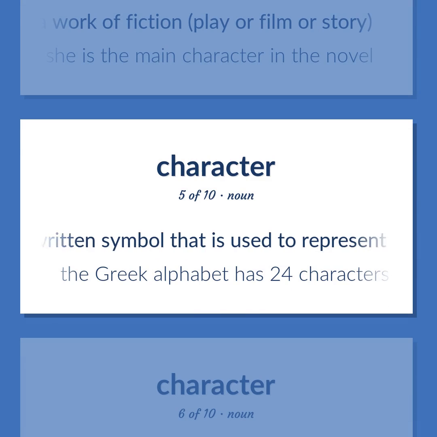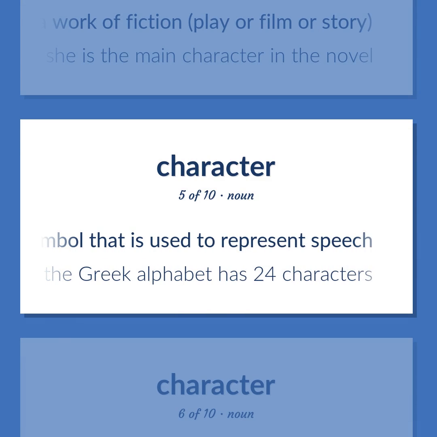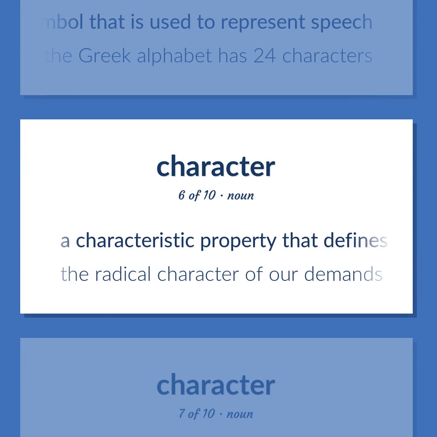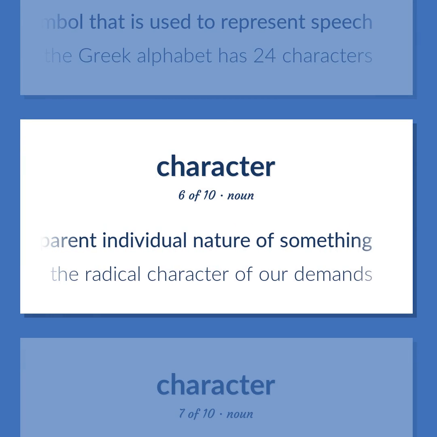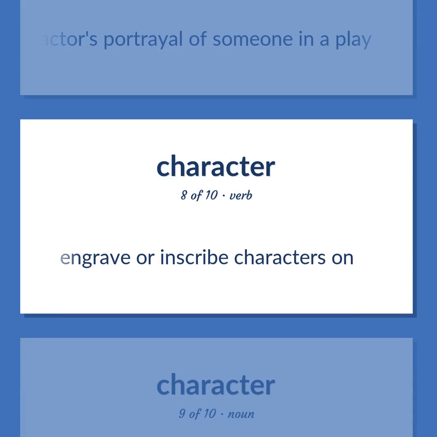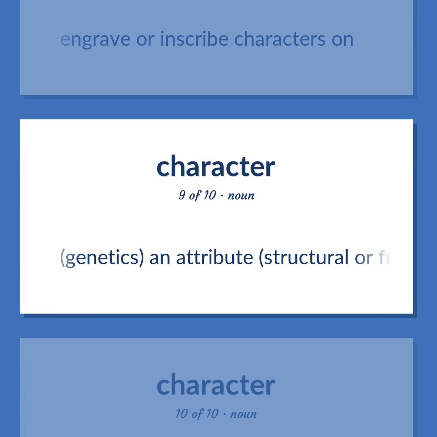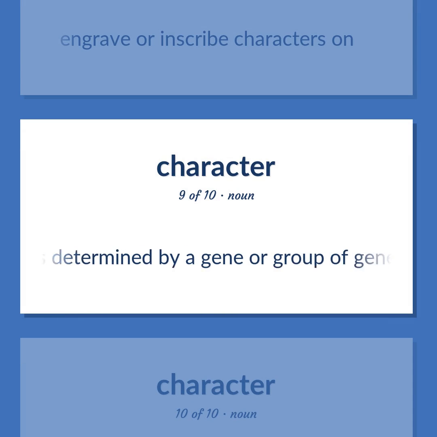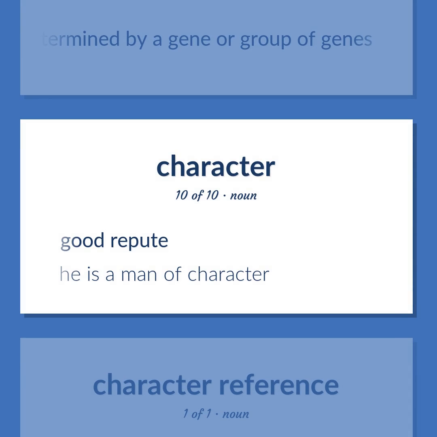A written symbol that is used to represent speech. The Greek alphabet has 24 characters. A characteristic property that defines the apparent individual nature of something. The radical character of our demands. An actor's portrayal of someone in a play. Engrave or inscribe characters on. Genetics. An attribute, structural or functional, that is determined by a gene or group of genes. Good repute. He is a man of character.